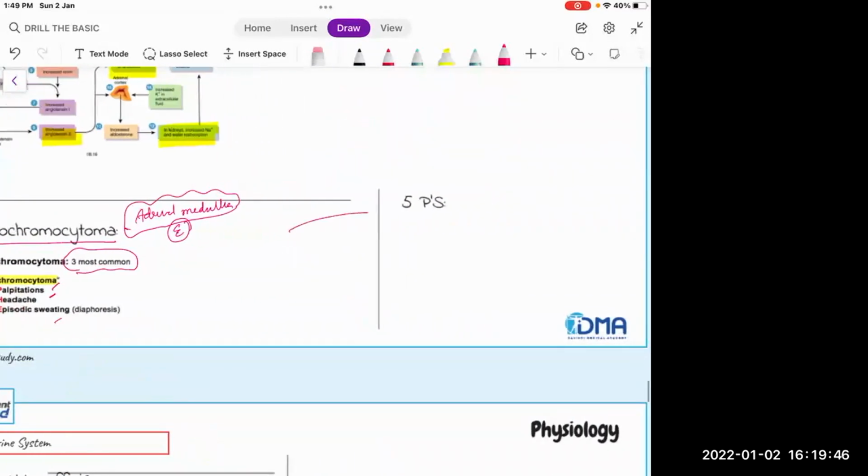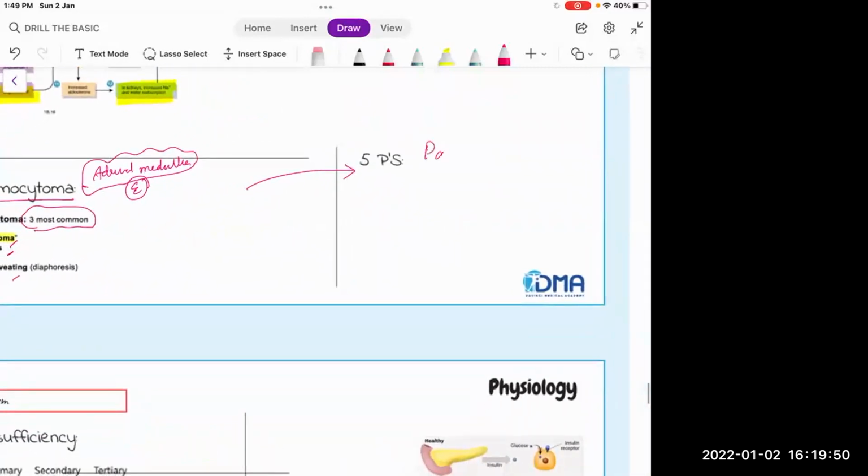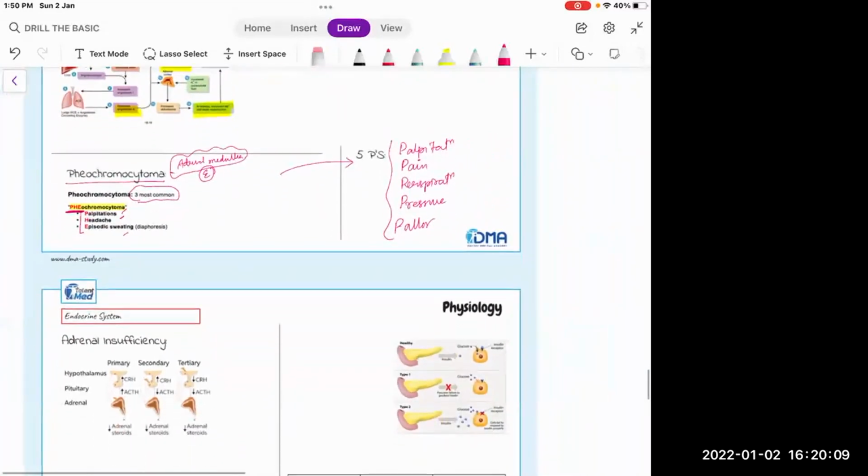Along with this, you will have the 5 P's: palpitation, pain, perspiration, and increase of blood pressure and pallor. So if you encounter all these things in a person altogether, suspect adrenal medulla tumors.